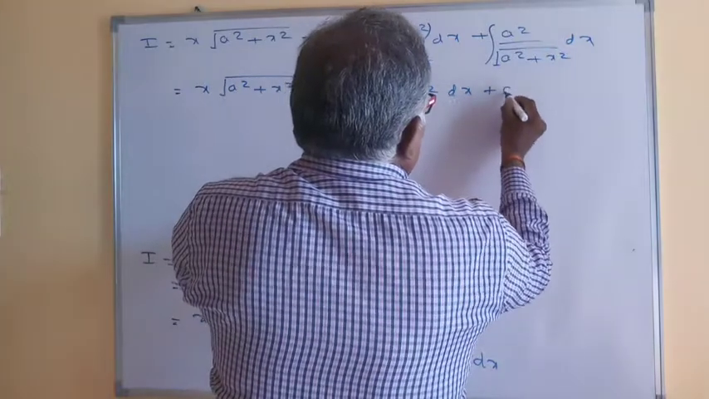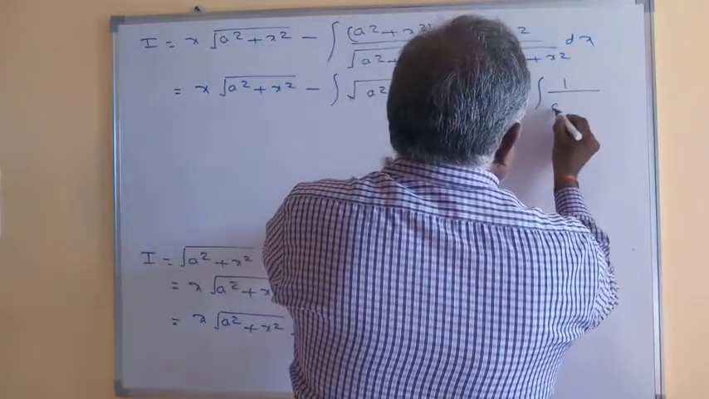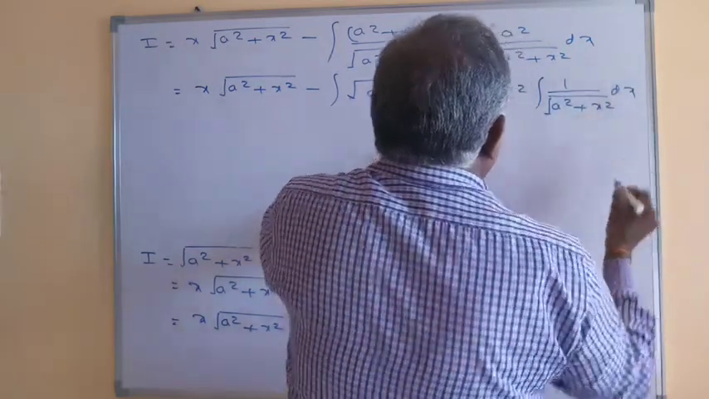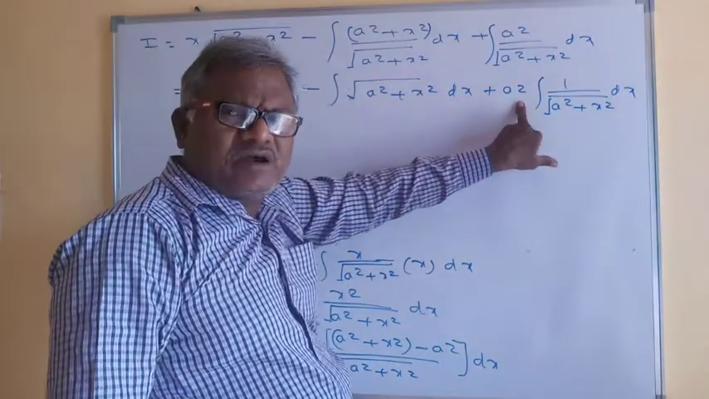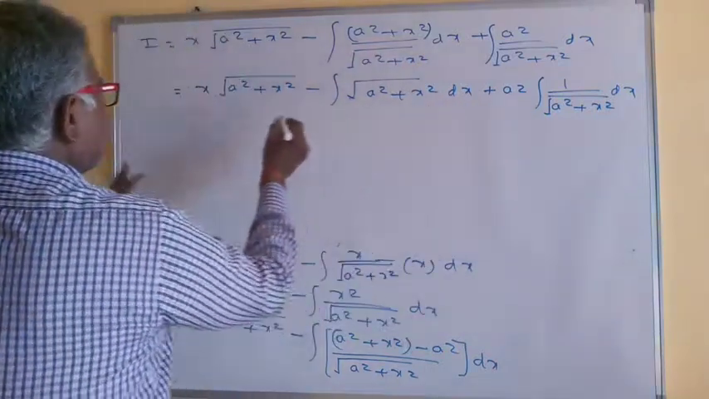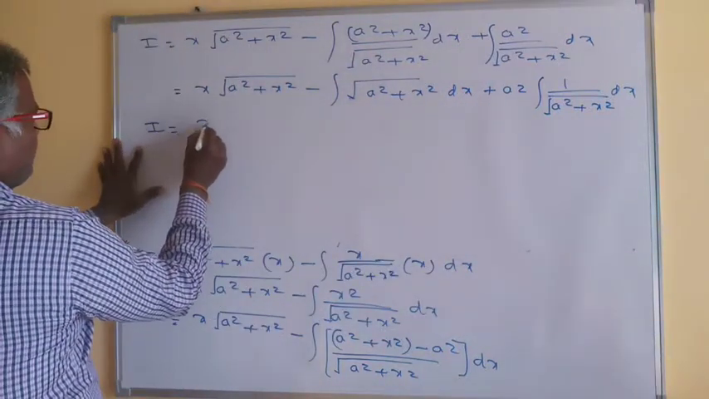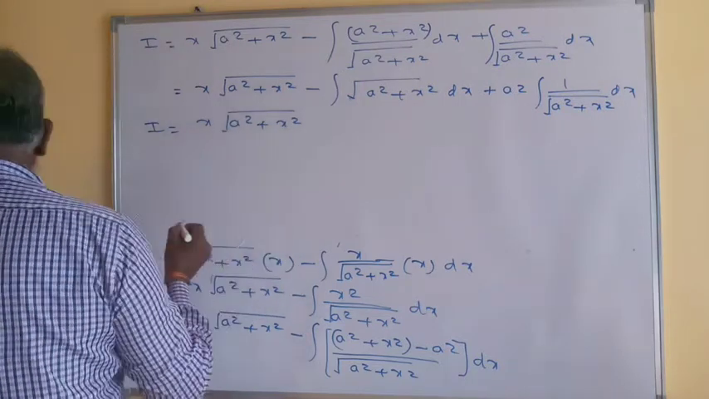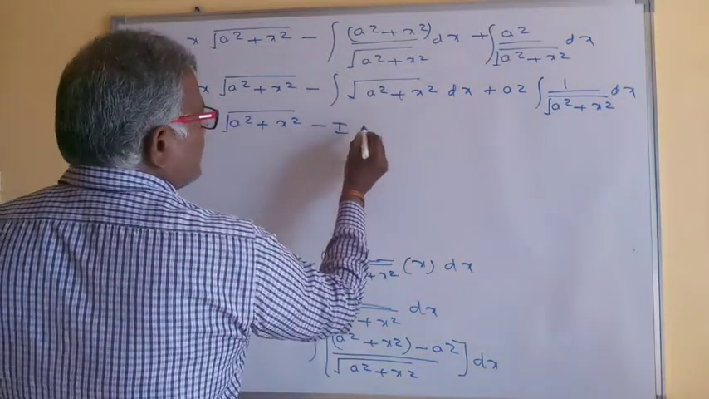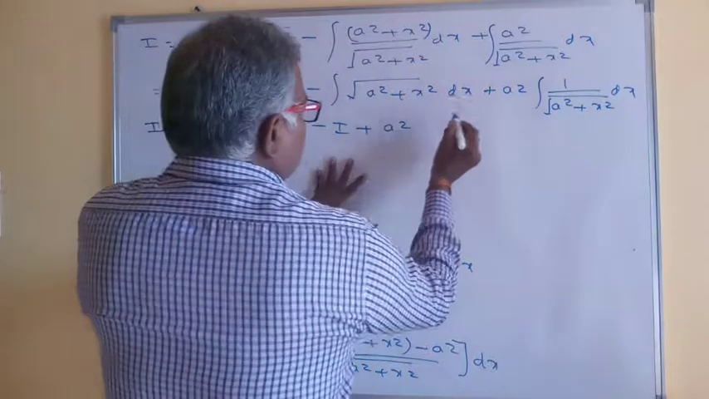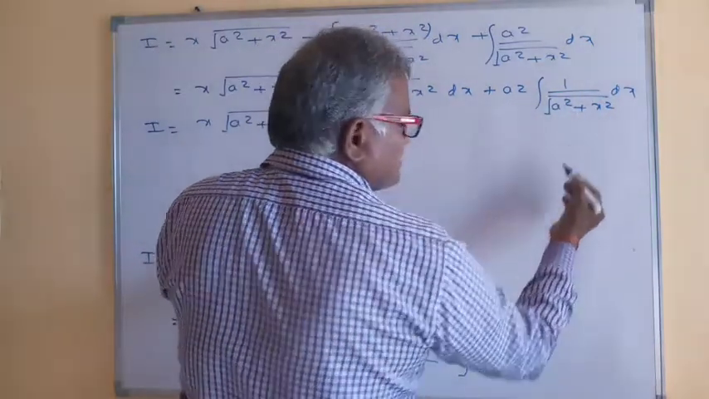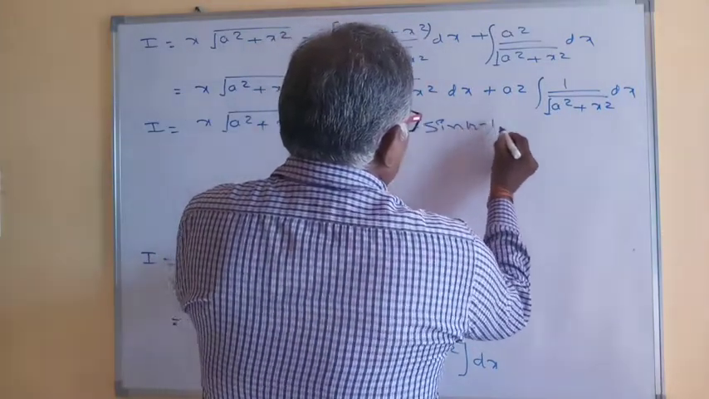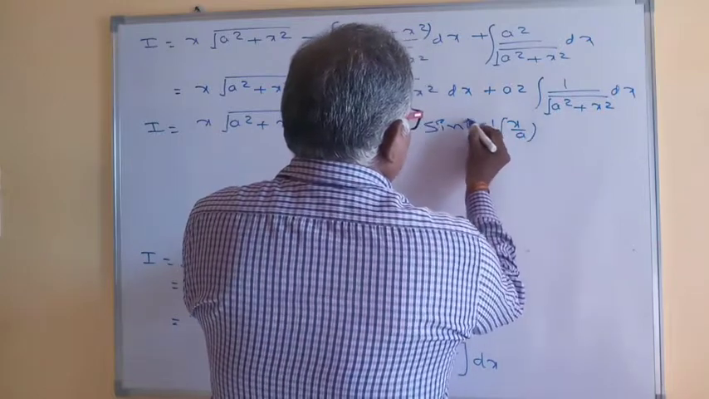Here a square is common: 1 by a square plus x square and 1. Here a square is constant, so that should come out from the integral. So therefore I is equal to x into root of a square plus x square, minus I, minus a square into the integral of 1 by root of a square plus x square, which is nothing but sin h inverse x by a.